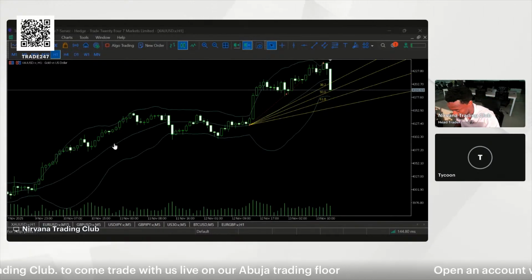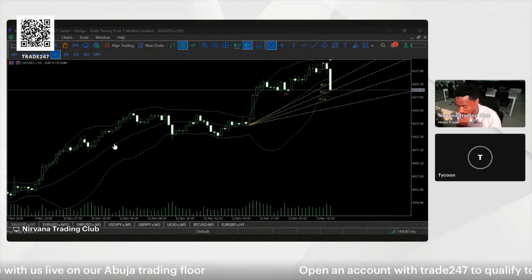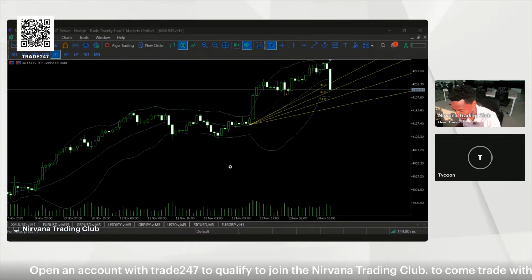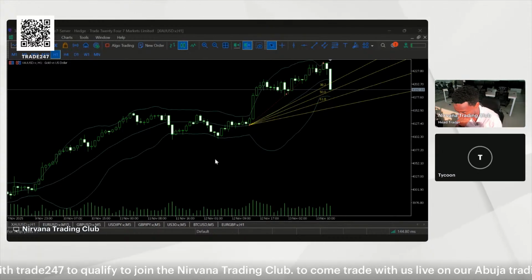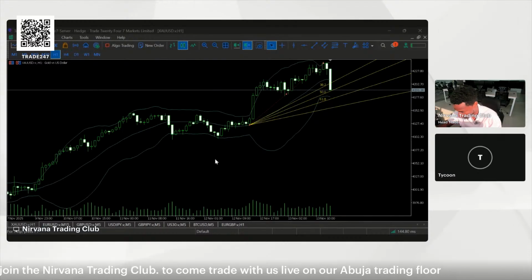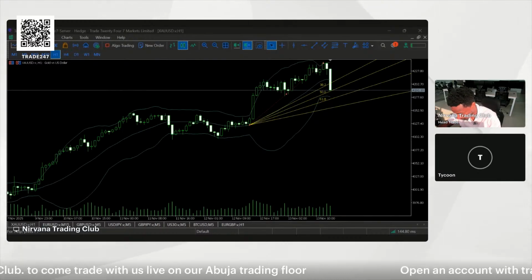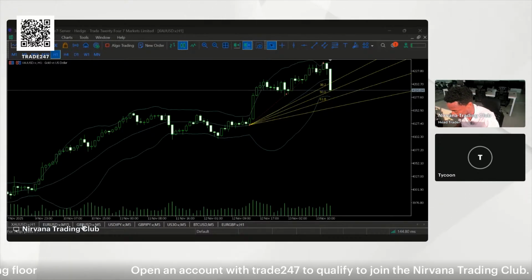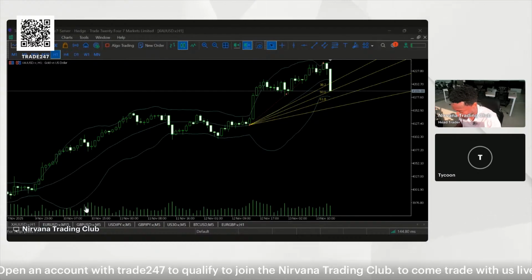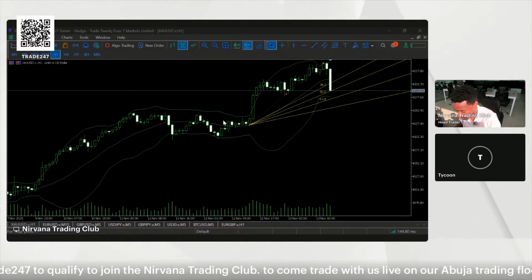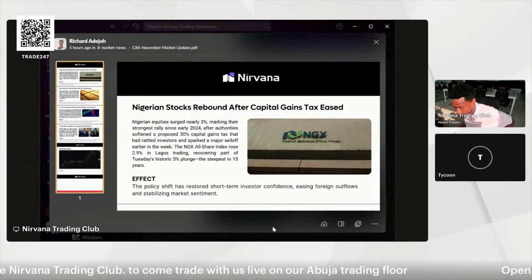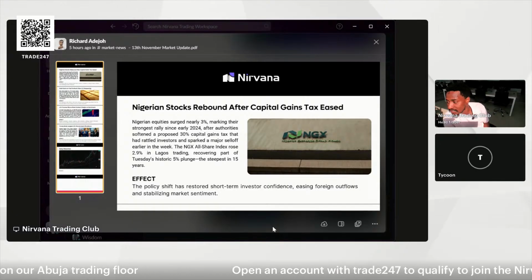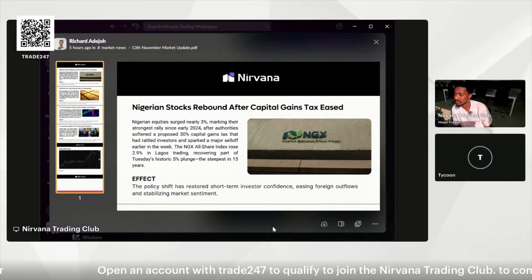All right, before we call it, let's look at what we have from the stables of Nirvana Market Insights. The fundamental aspect. On my screen, Nigerian stocks rebound after capital gains tax is eased.